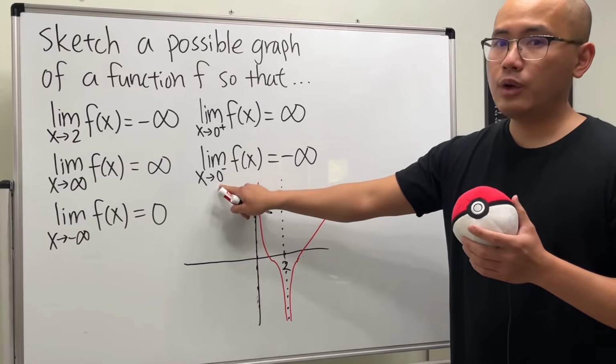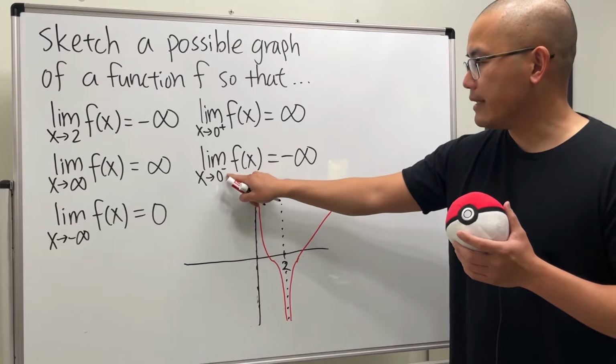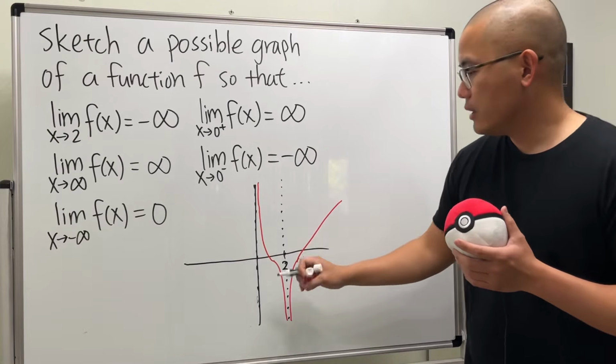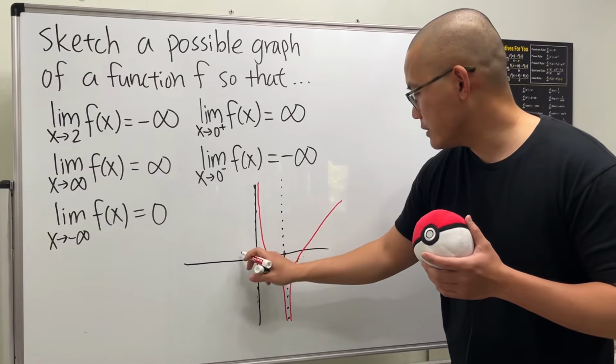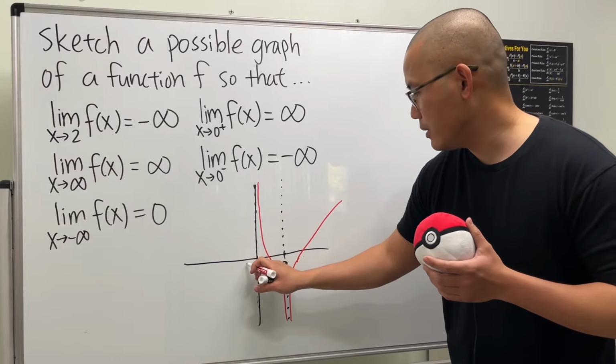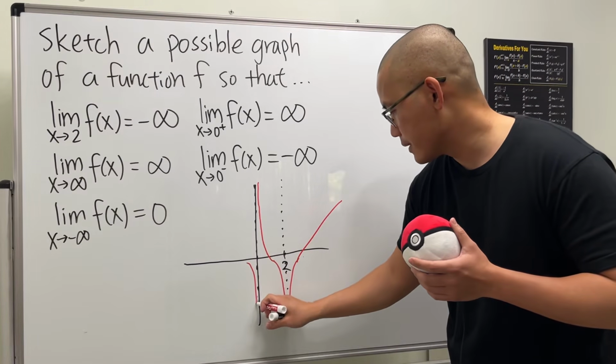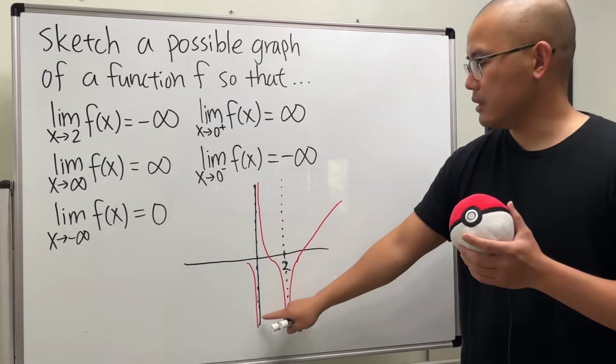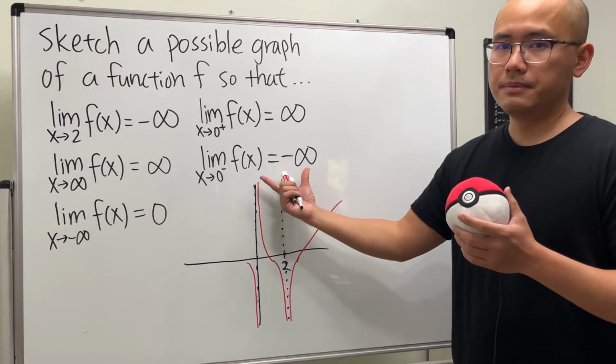On the other hand, when x is approaching 0 minus, we have negative infinity. So we actually have something like this, maybe. So just go down like this. All right? So this part is for this.